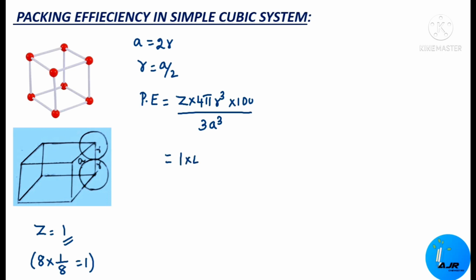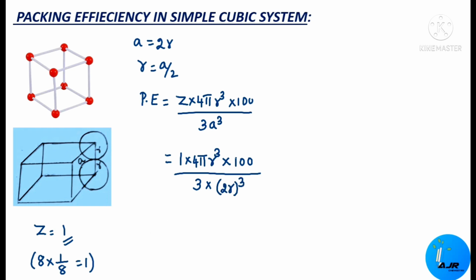1 into 4 pi r cube. You can write r cube as such. You don't want to substitute a by 2 here. You can write r cube as it is because you can easily cancel that. Okay. So 3. What is a now? What is a? It is 2r. Okay. So how will you write? Into 2. We can write here 2r the whole cube.